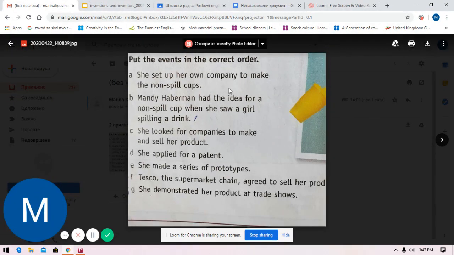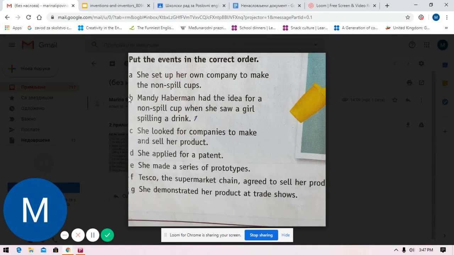Okay, so now you know what was happening with her and her business. So the first, as you can see here, number 1 is already completed. So we have Mandy Haberman had the idea for a non-spill cup when she saw a girl spilling the drink. Okay, what happened next, logically?